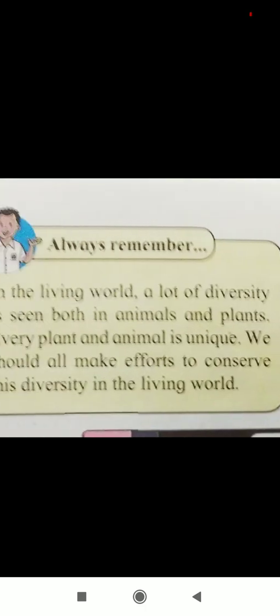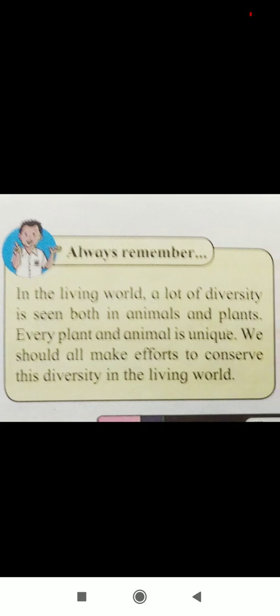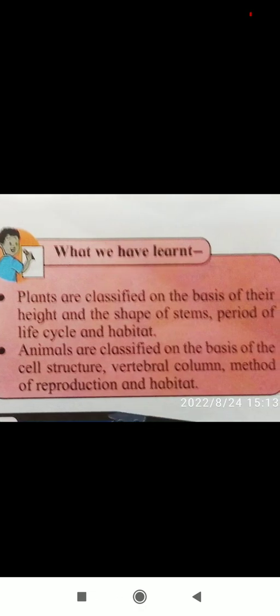Always remember, a lot of diversity is seen in both animals and plants. Every plant and animal is unique. We should make all efforts to conserve this diversity in living things. What we have learned: plants are classified on the basis of the height and shape of the stem, period of life cycle, and habitat. Animals are classified on the basis of cellular structure, vertebral column, method of reproduction, and habitat.